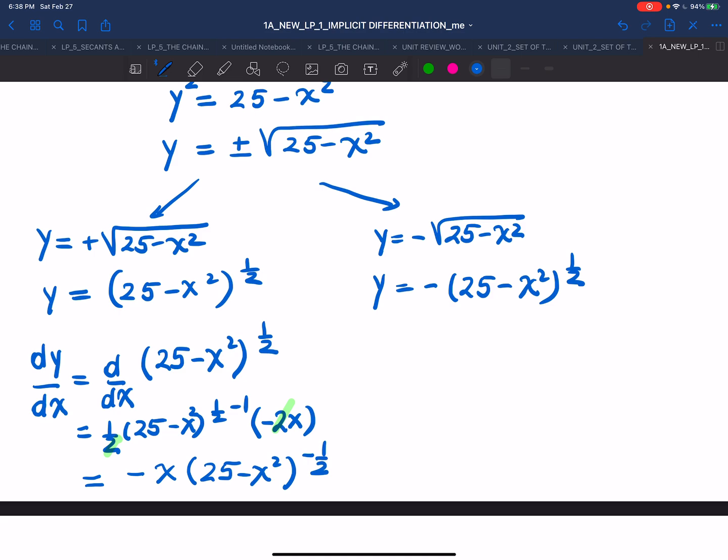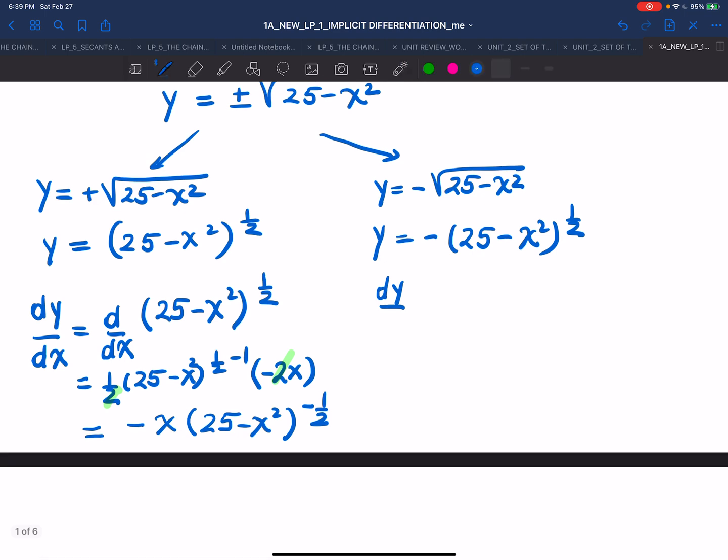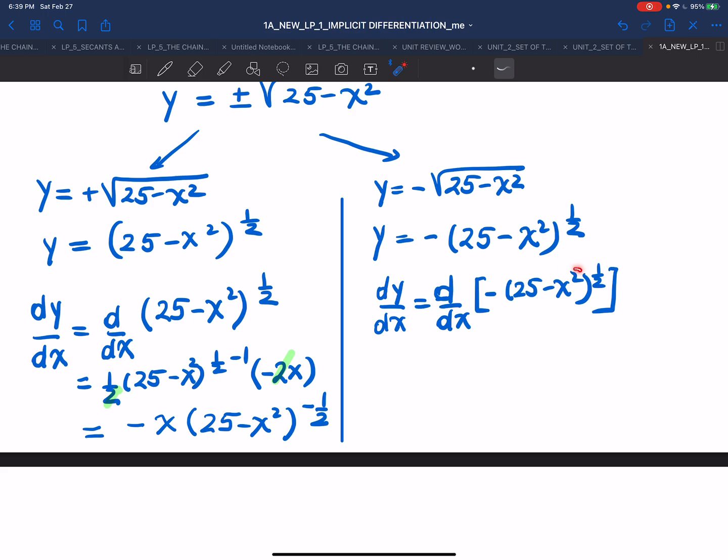On the other hand, we have to proceed in the same way with the second equation we obtained from this equation of a circle. And we'll say that dy/dx equals, let's define the territories here, negative 1 or d/dx of negative (25 minus x squared) to the power of 1 over 2. So again, as you can see, this is explicit differentiation, the variables match.